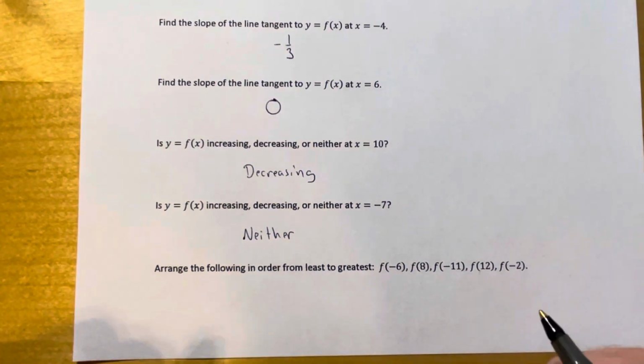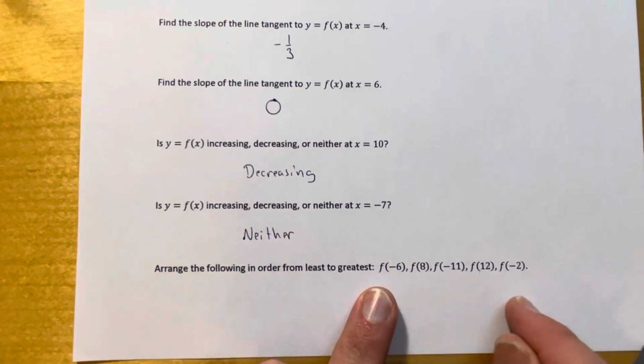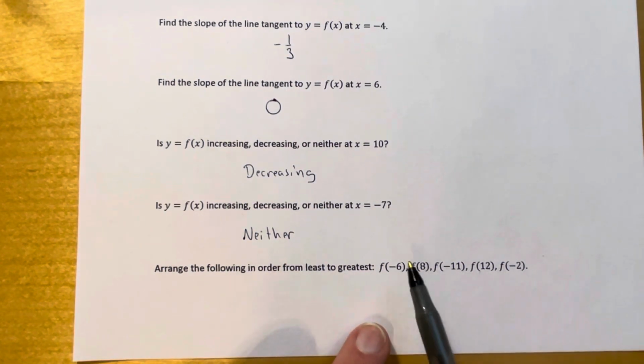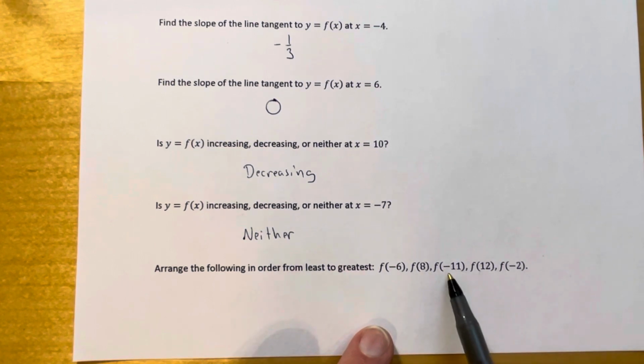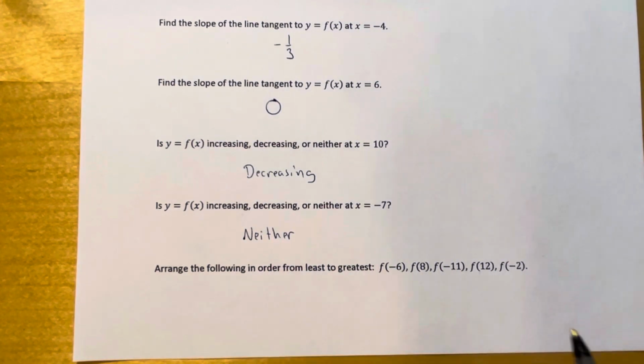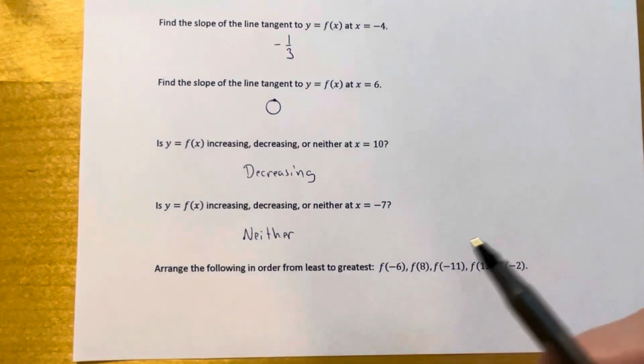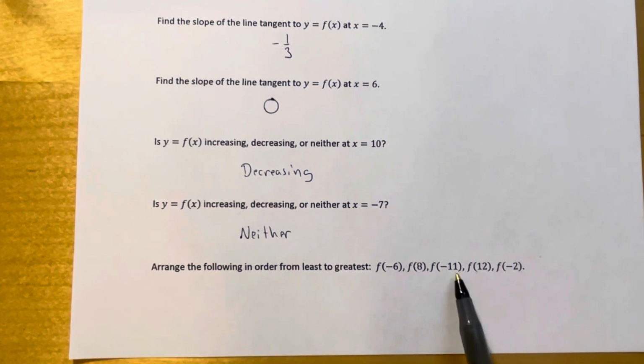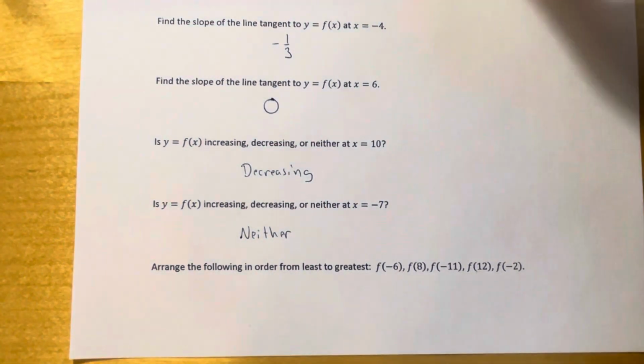One last problem. We want to arrange these 5 values in order from least to greatest. So in order to do that, I need to know what f of -6, f of 8, f of -11, f of 12, f of -2 are, right? And it's not a simple matter of just looking at their inputs and saying, well, -11 is the smallest number that I see in parentheses, so therefore f of -11 must be the smallest. Nope, that does not tell you that it's the smallest. It just tells me that -11 is the input that I'm using. Whatever the output is, that's the thing that I'm going to be putting in order. So let's find these values.